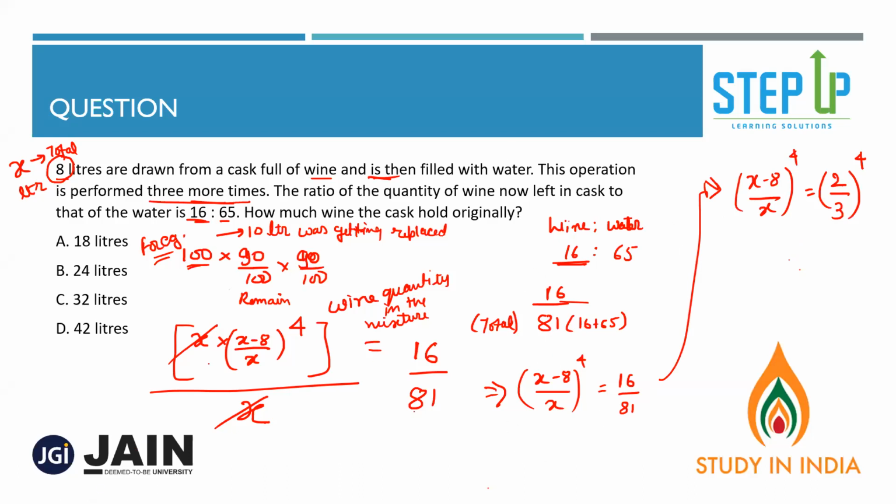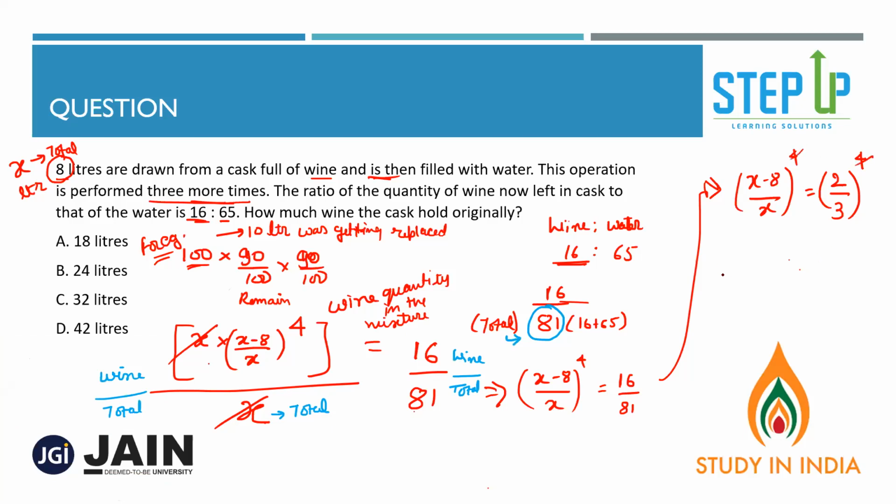Let me change the color pen. This 81 is what? This 81 is total. What is my total? X is my total. So this is wine is to total. So here also it has to be wine is to total. So total is X. Leftover wine is X into (X minus 8 by X) whole to the power 4. I hope that's clear, Bhupen.